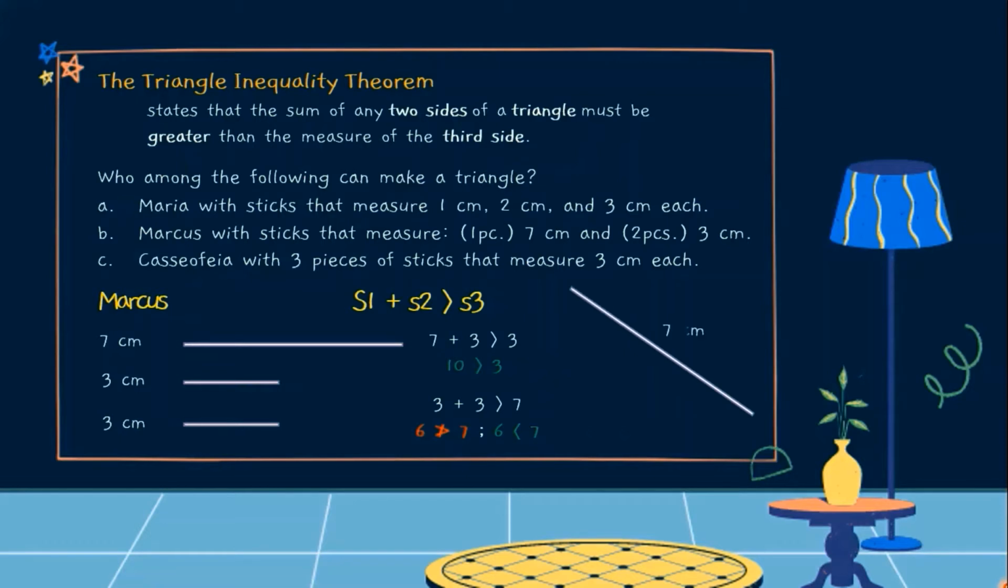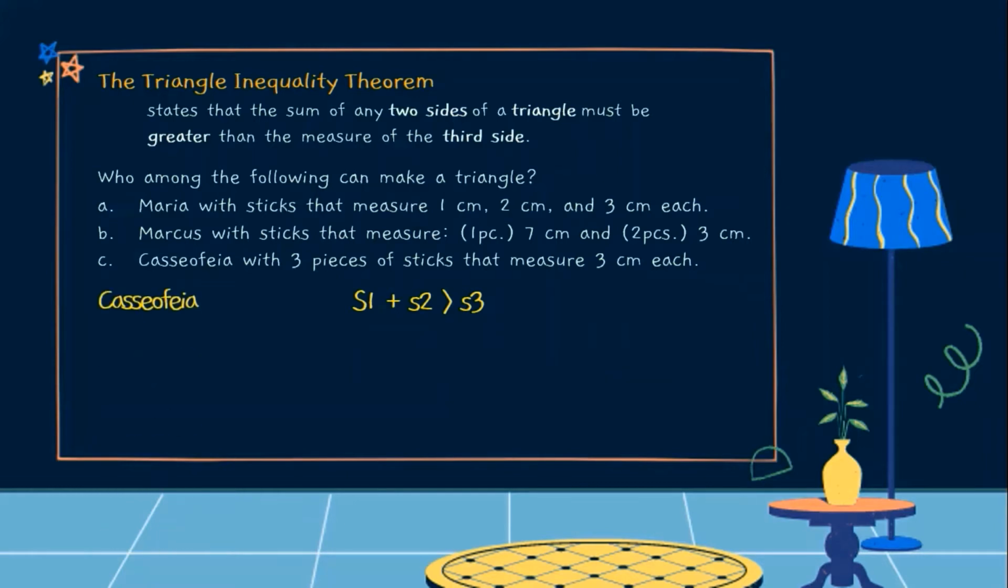Trying it out, ito yung 7 cm na stick ni Marcus. At ito naman yung kanyang sticks na 3 cm each. Mapapansin natin na may opening. Hindi natin siya kayang i-close dahil kulang yung sukat ng mga sticks. Kaya naman si Marcus is also unable to make a triangle. Let's try Cassiopeia sticks. Si Cassiopeia ay may 3 piraso ng stick na ang sukat ay pare-parehong 3 centimeters.